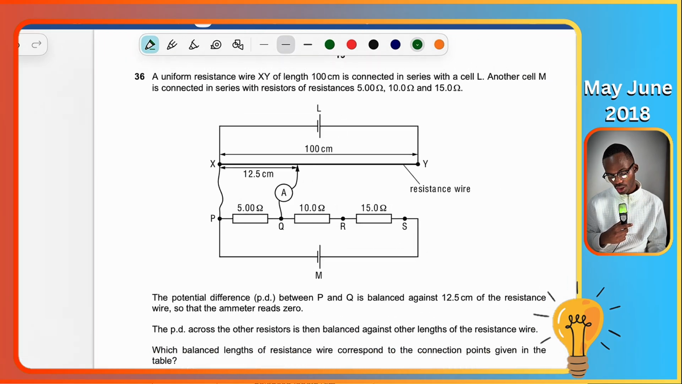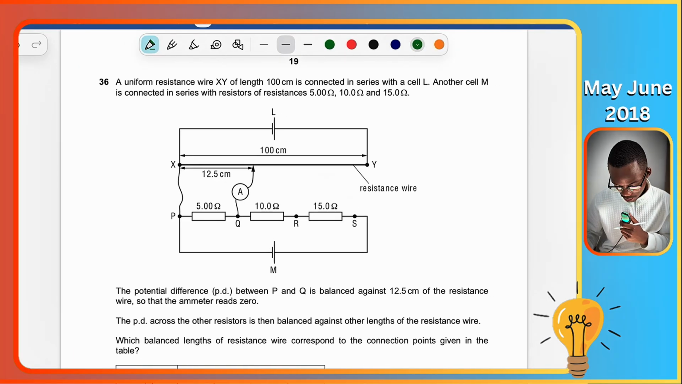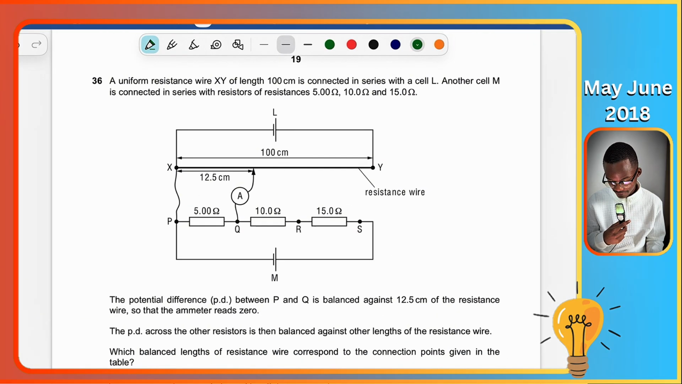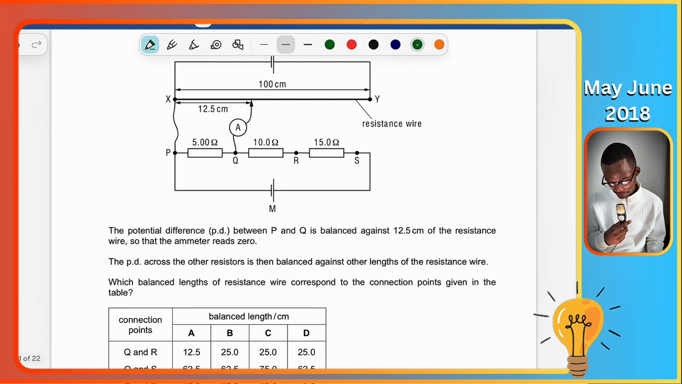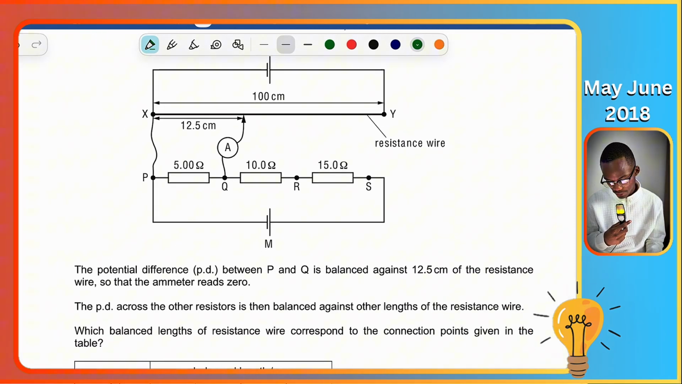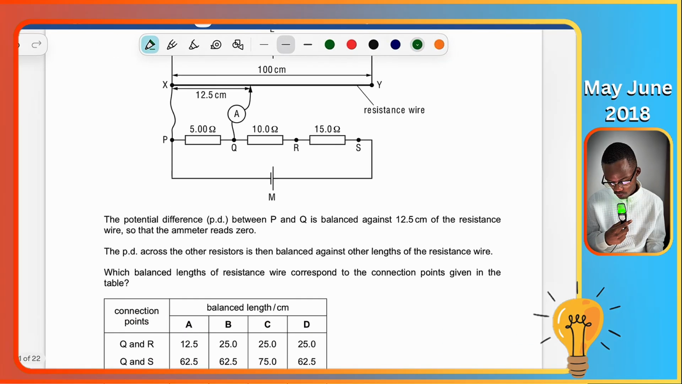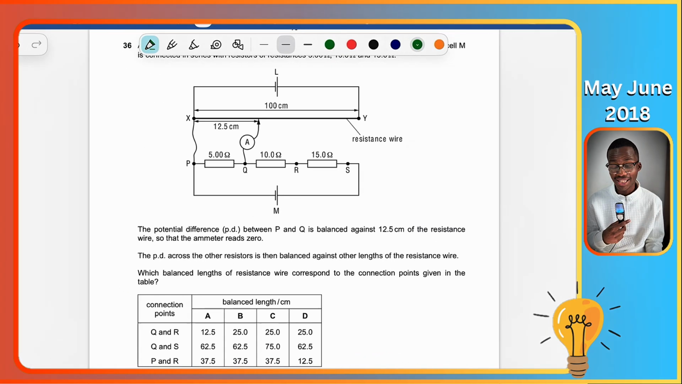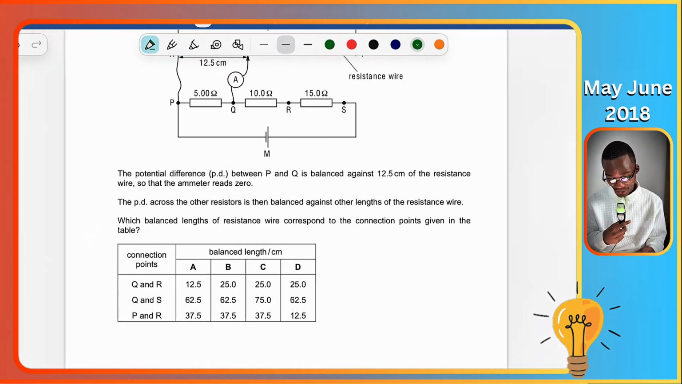Okay. 36. A uniform resistance wire of length XY is connected in series with the cell L. Another cell M is connected in series with the resistors of resistances 5, 10, and 15. The potential difference between P and Q is balanced against 12.5 centimeters of the resistance wire, so the ammeter reads 0. Okay, so we want to find which balanced length of resistance wire corresponds to what. Guys, this was one of the easiest questions you're going to meet.